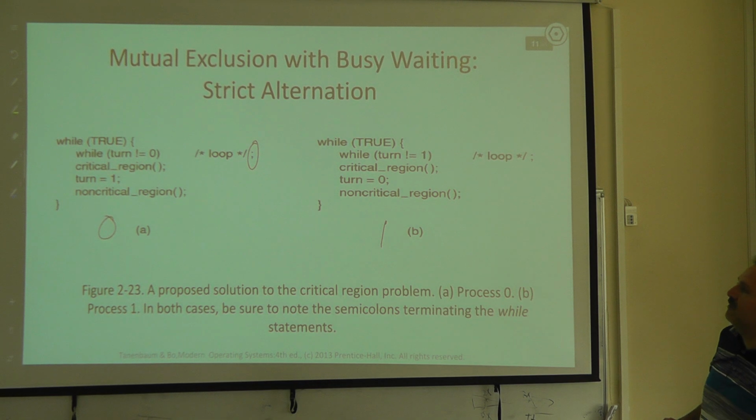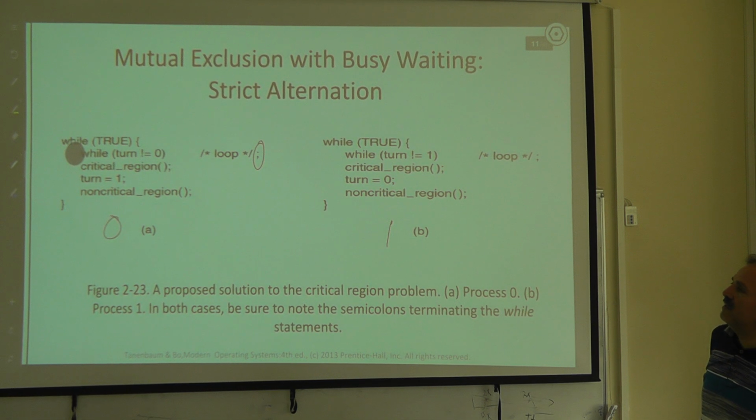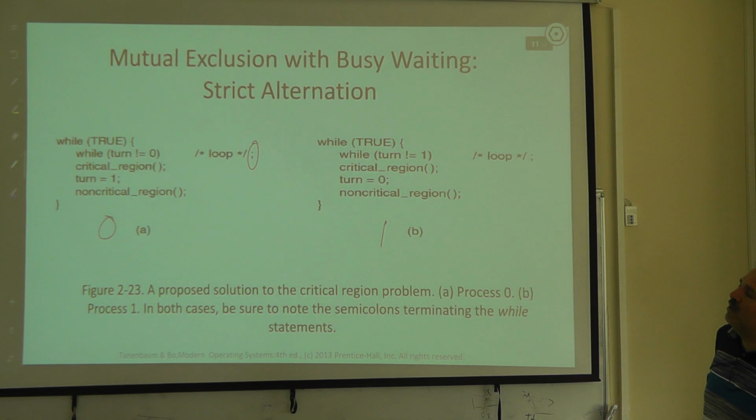If the variable turn is not 0, then do this in an infinite way. That means that it's not my turn. So it's doing a busy wait here. Busy wait is something bad because it wastes the CPU time, but for now we are going to do it. If the turn is 0, then it enters the critical region. It finishes up its job with the critical region. It makes that, okay, it's now your turn.